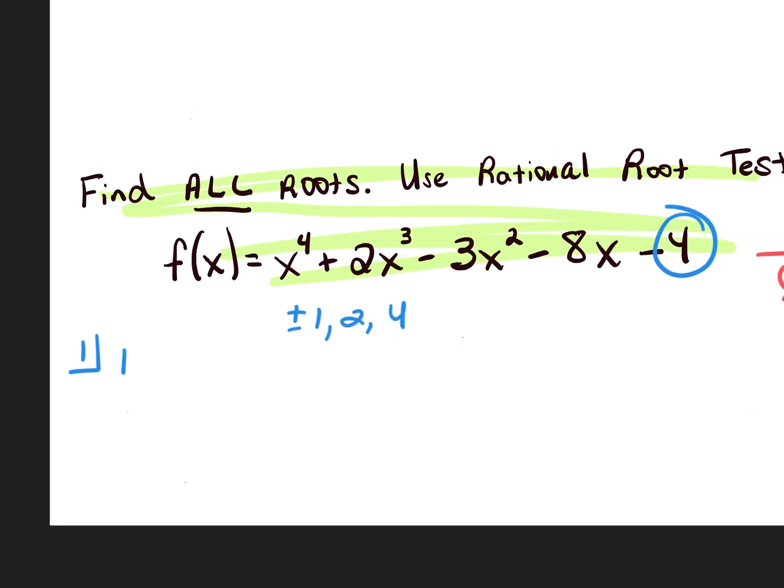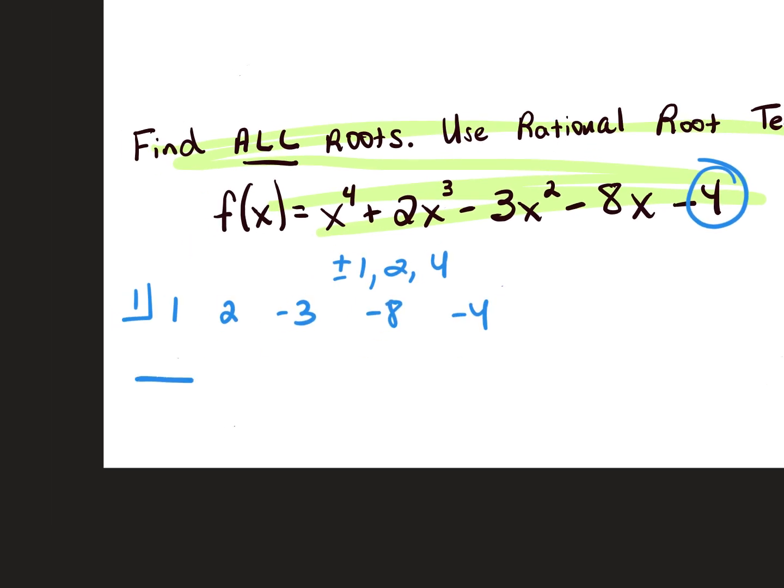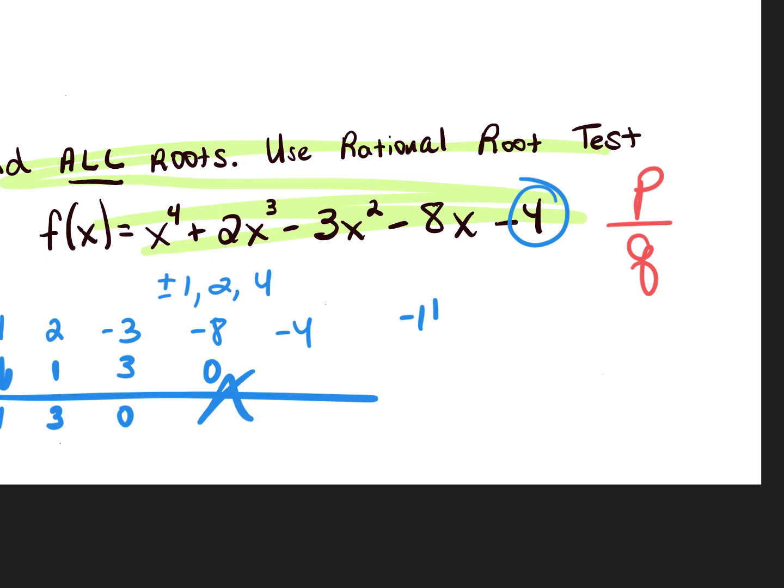It's 1, 2, -3, -8, -4. 1 times 1 is 1. 2 plus 1 is 3 times 1 is 3. -3 and 3 is 0 times 1 is... is this going to work? No, so just go to the next one. Don't waste any time. So 1, 2, -3, -8, -4.